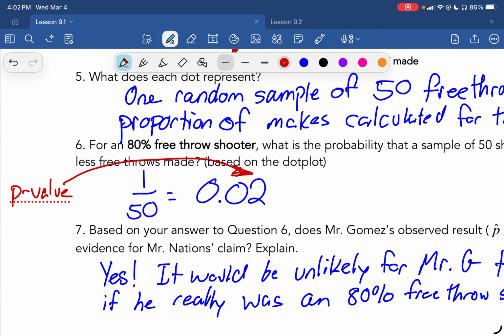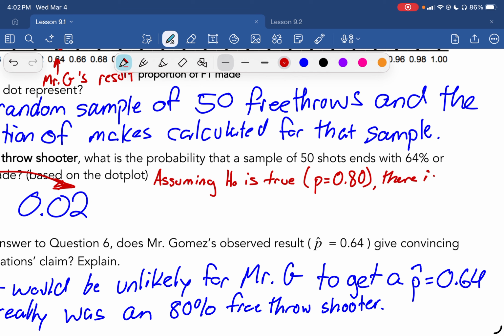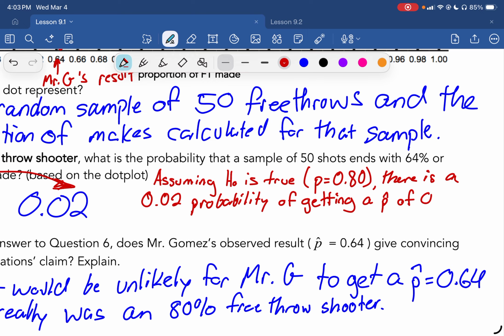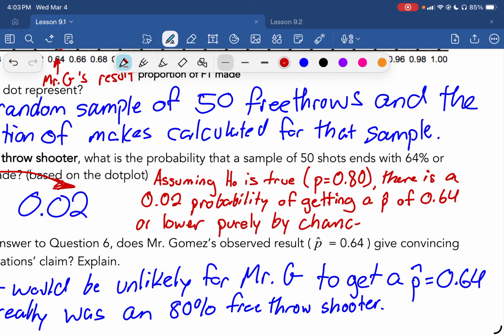We do have a way to interpret this. The way to interpret this is, assuming our null hypothesis is true, in this case that p is 0.8, there is a 0.02 probability of getting a p hat of 0.64 or lower purely by chance.